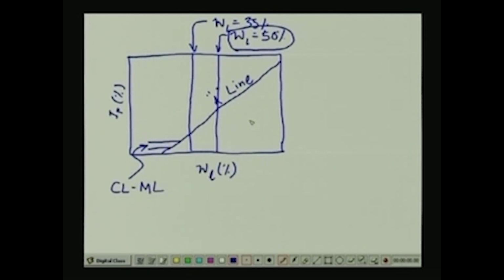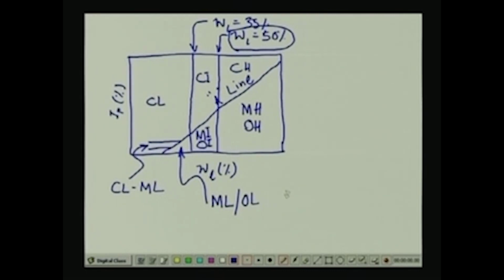Then this area is reserved for MH or OH type of soils. Then this one is MI or OI. Then here we have ML or OL. Top left we have CL. Then we have CI, and finally on the top right we have CH. So, this is the Indian standard classification chart for fine grained soils.